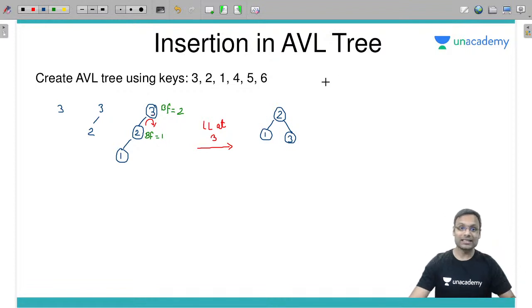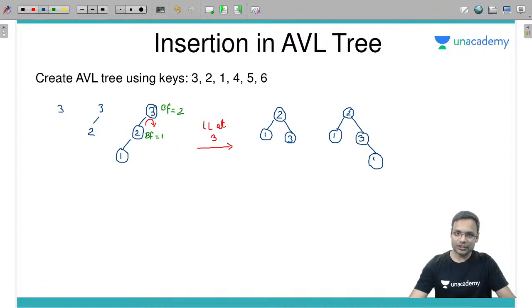Now let's go next. Next insertion is 4. So the tree is like this: 2, on the left 1, on the right 3, and insertion of 4, which is greater. After insertion of 4, you check if any imbalance is there at 3. What is the balance factor at 3 after insertion of 4? 0 minus 1. Okay, let me take green color so that you will not be confused.